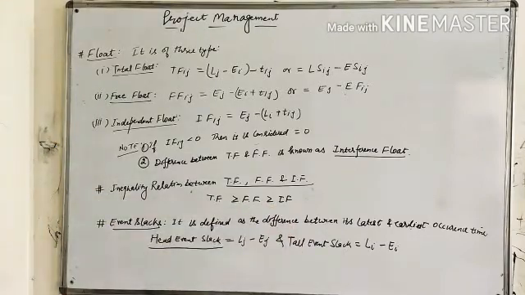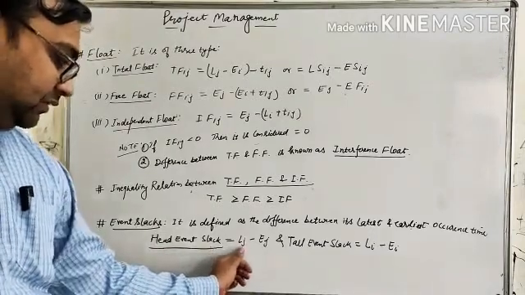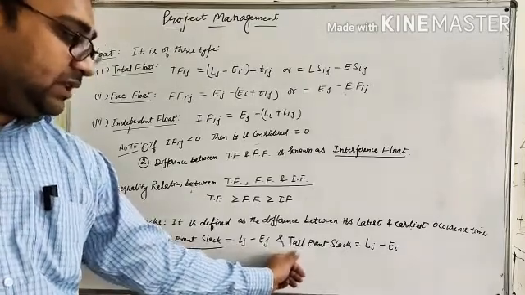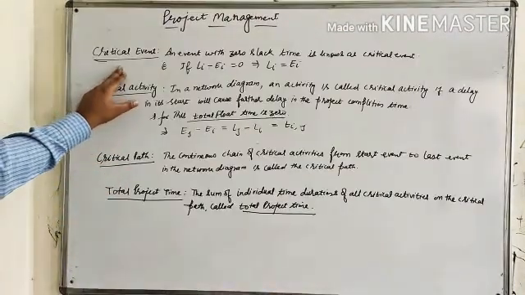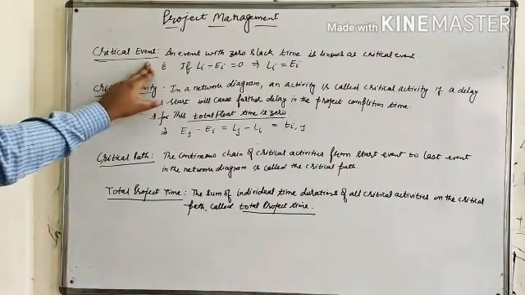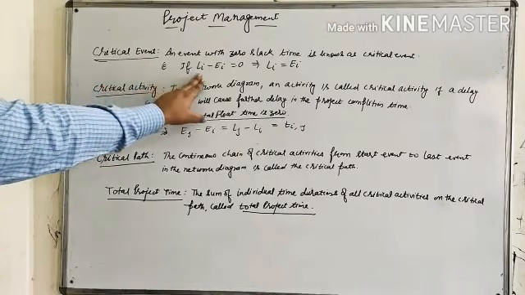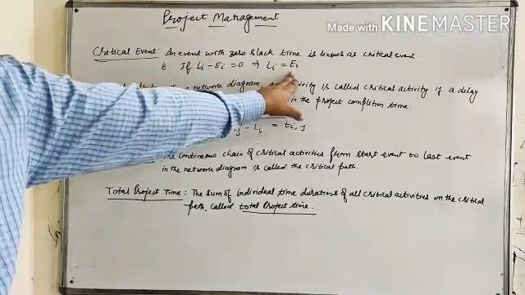Event slack is defined as the difference between its latest and earliest occurrence time. That is, if we are considering head event slack, then it equals Lj minus Ej, and if we are considering tail event slack, then it equals Li minus Ei. A critical event is an event with zero slack time. That is, if Li minus Ei equals 0, then Li equals Ei.